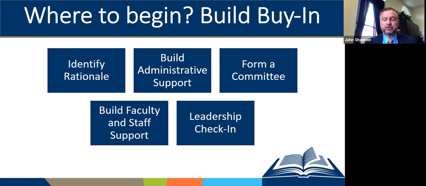So in order for this all to work, there were a number of things that had to happen. We had to identify a rationale. We had to build administrative support, build faculty and staff support. We formed a committee. And then leadership check-in. What's meant by that is the communication between myself as VPAA and the committee. And there was never an intention to micromanage that committee. In fact, that's the furthest thing from what happened.